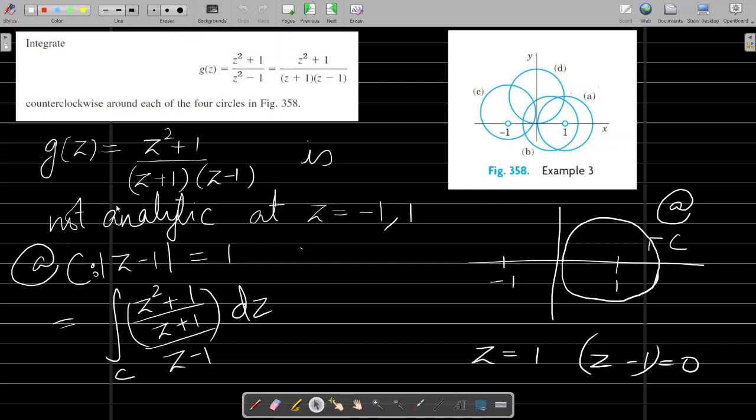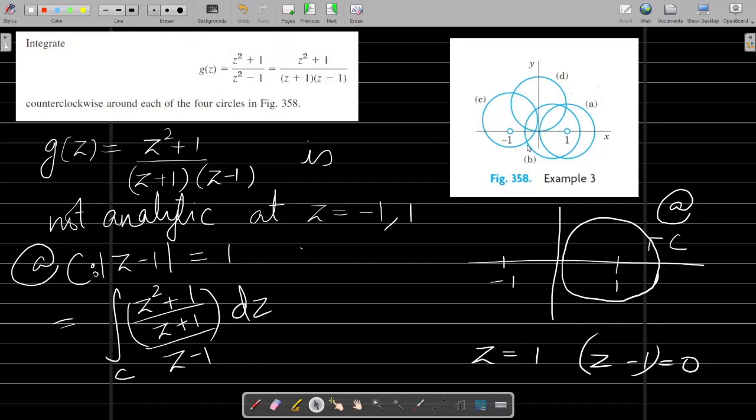Now if you look at this function, z square plus 1 by z plus 1 into z minus 1, it is not analytic at 2 points. That is, one point is z equal to minus 1 and the other point is z equal to 1. Now the given circles are A, B, C, D. This first circle A contains one non-analytic point, that is z equal to 1.